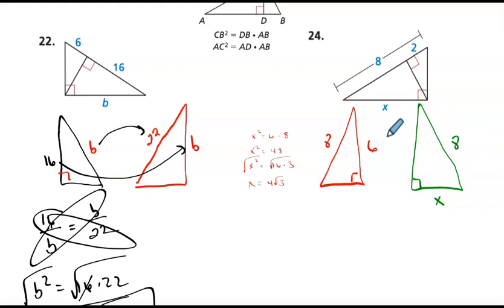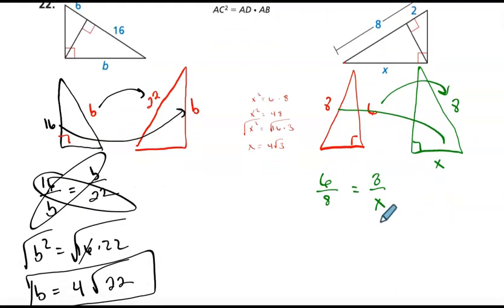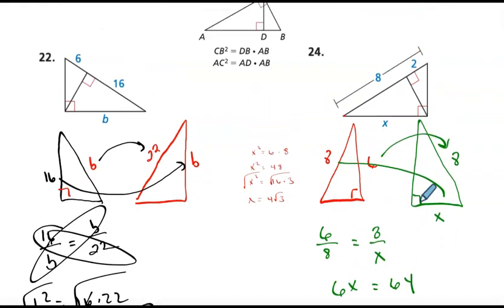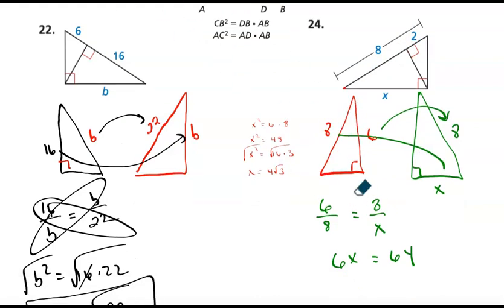So now I can make my proportion. 6 over 8 equals 8 over x. 6x equals 64. Longer leg is 6. Oops, sorry. Oh, little mistake there.